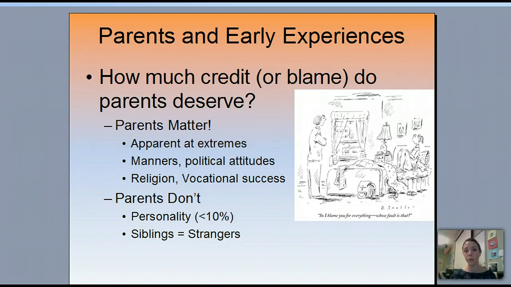But what we have found across the board, even in that gray area, is that parents play a huge role in things like your manners, your political attitudes, your religion, and your success at work. Okay, so those are things we get from our parents. Where parents don't matter is our personalities, right? Less than 10% of siblings have been shown to have the same personality. So people that came from the same parents, we find 10% or less. Siblings might as well be strangers as far as similarities and differences.